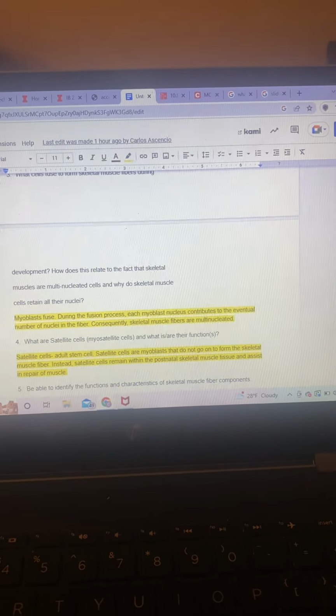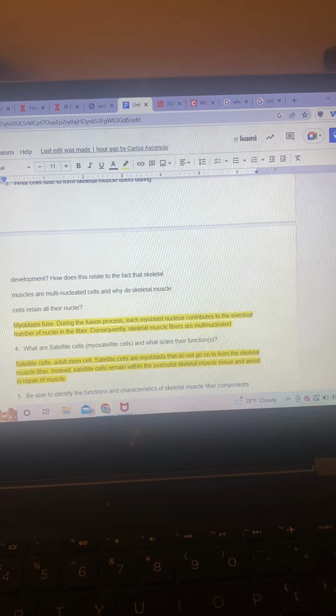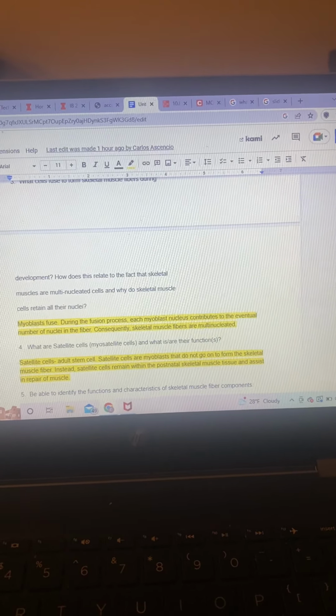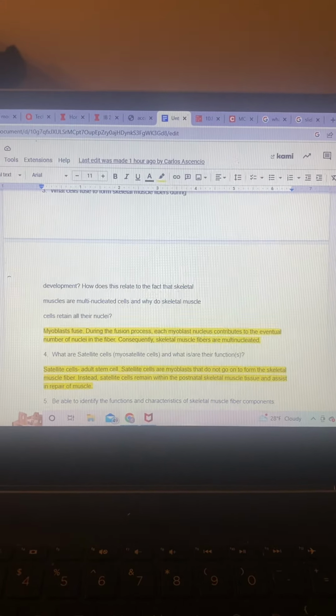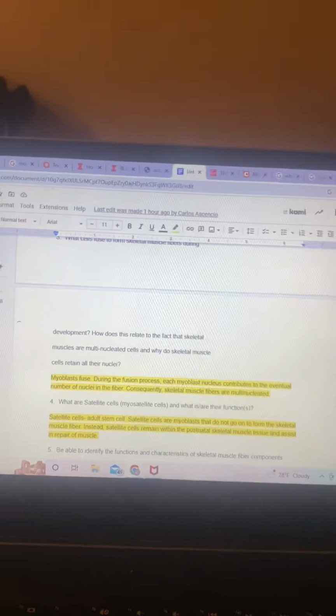Okay, 3, what cells fuse? Okay, it's the myoblasts that fuse. During the fusion process, each myoblast nucleus contributes to the eventual number of nuclei in the fiber. Consequently, skeletal muscle fibers are multinucleated.